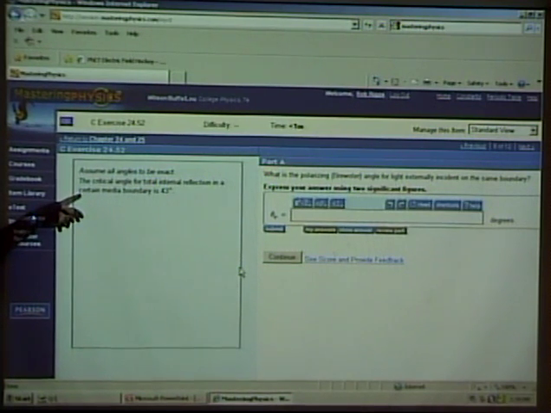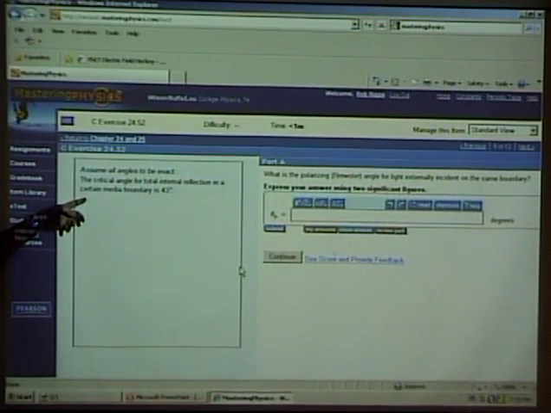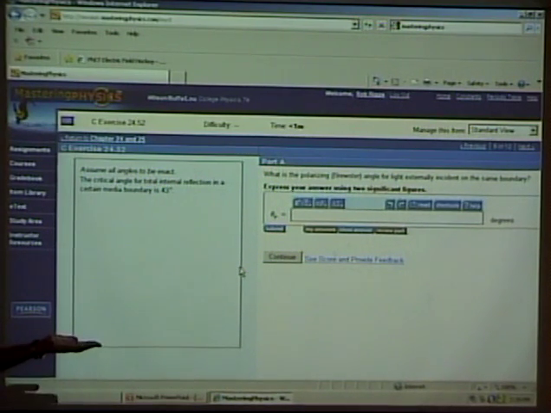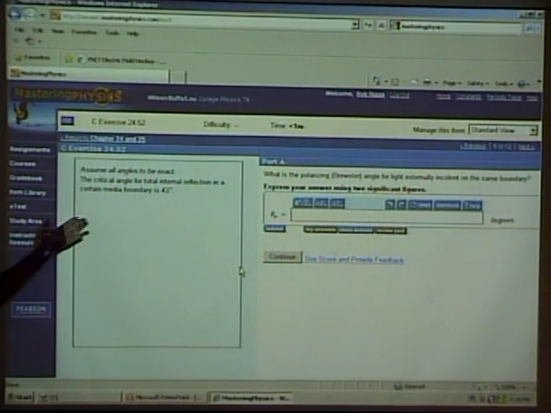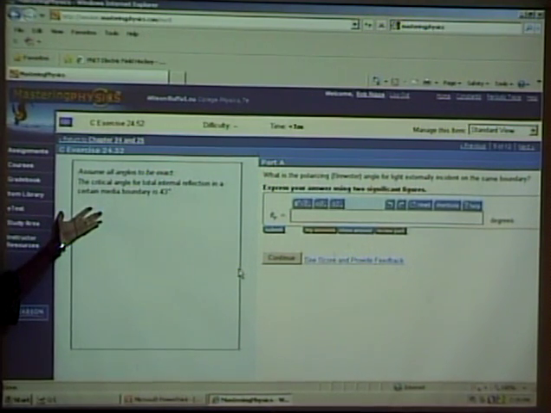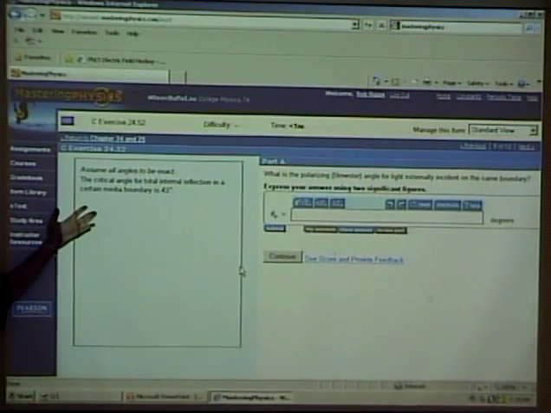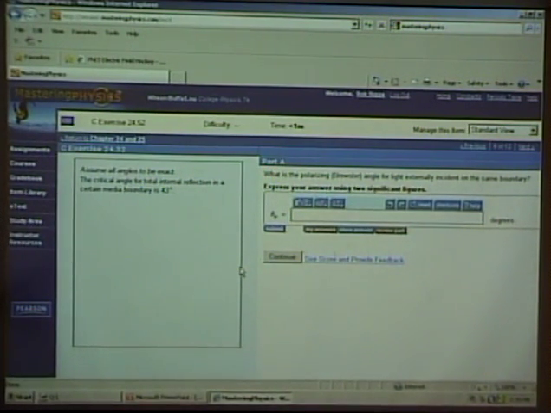But the critical angle for total internal reflection in a certain media boundary is 43. So here we go. What is this going to tell us? What information are we going to get from this? We're going to find the ratio of N1 to N2. We're going to find out what N2 is here. Because we've got the sine theta c, now this was a test question, equals N2 over N1, right?